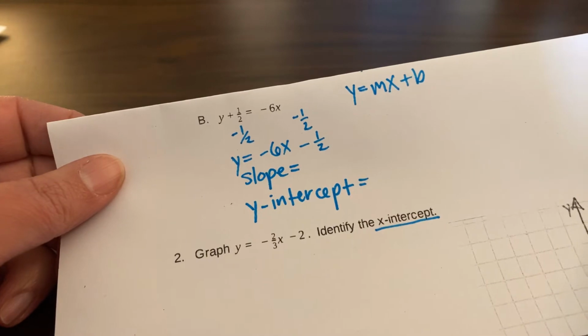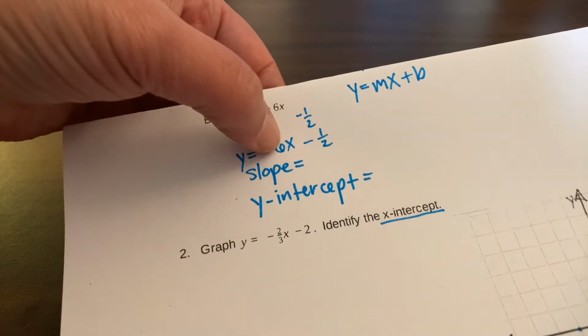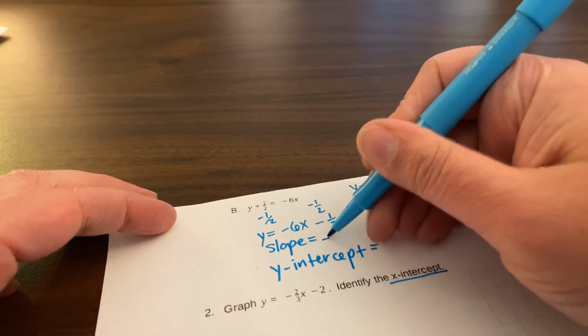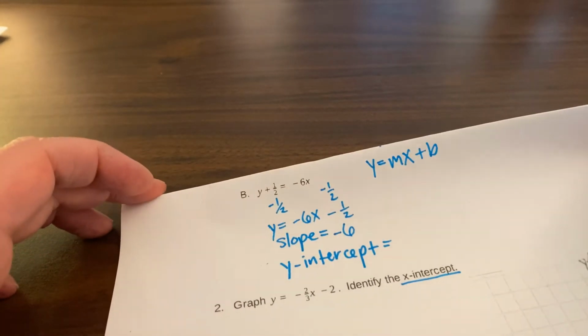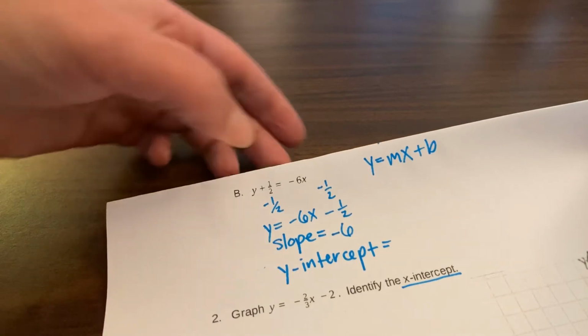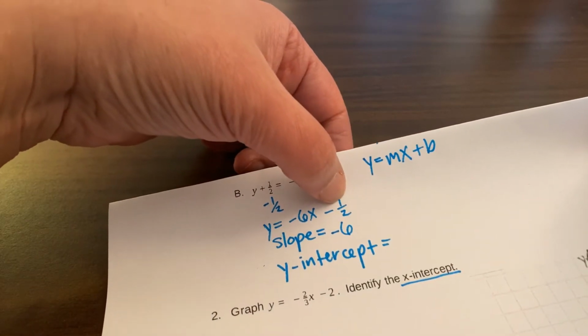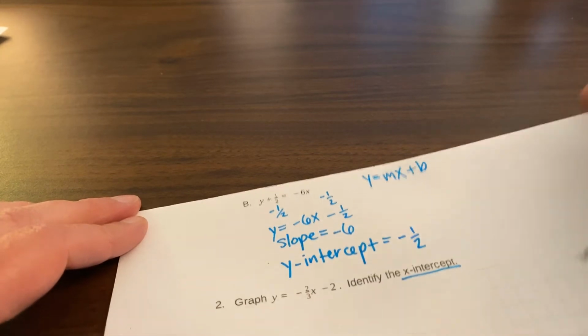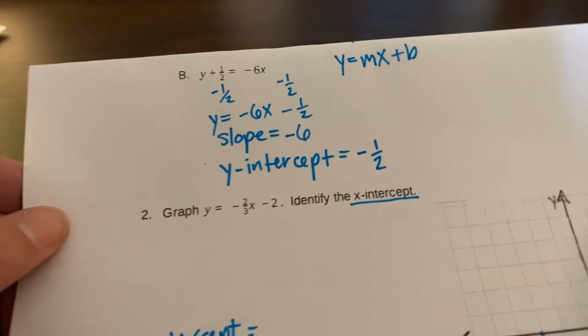So what's my slope? My slope is the number that's with the x. In this case, it's negative 6. And what is the y-intercept? That's this one right here, that minus 1/2, or negative 1/2 rather.